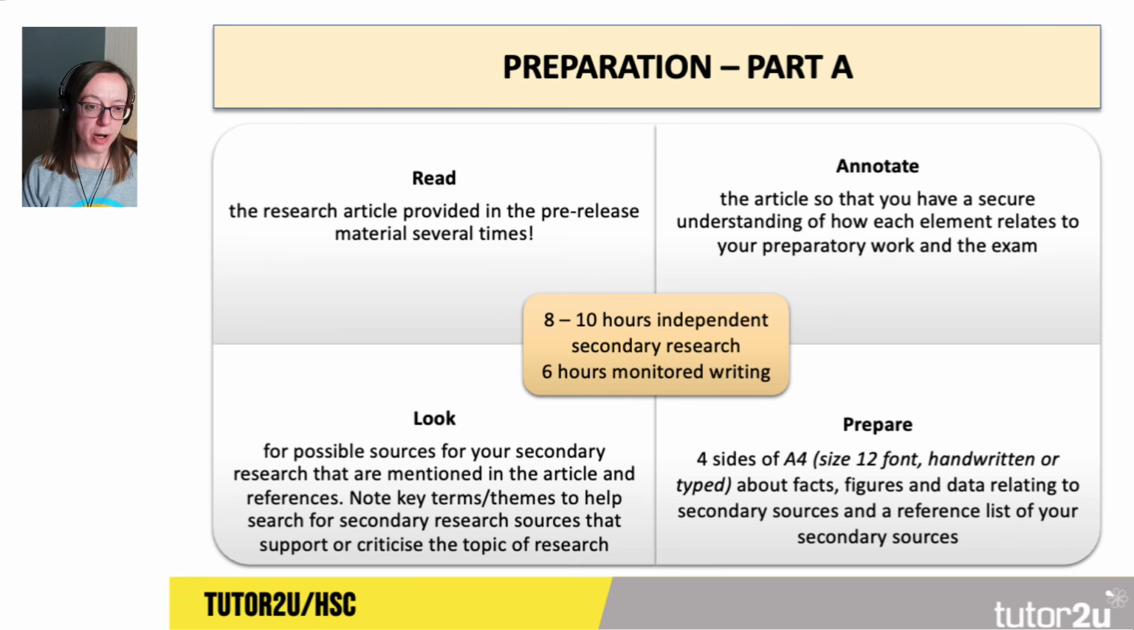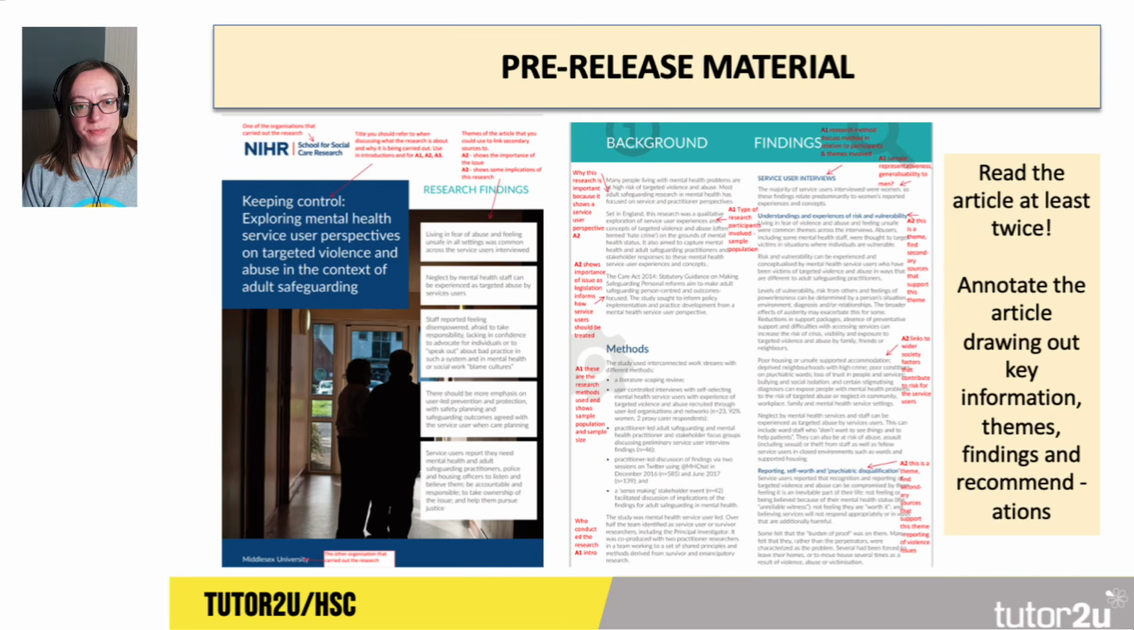And then the final part of Part A is to prepare. So that's your 6 hours of monitored writing that you would do in your centre. You can produce 4 sides of A4. I recommend that you type it rather than handwriting it. And you just literally make notes about facts, figures, data related to your secondary resources. That's all that's allowed in that. And you can also produce a separate reference list. So 4 sides of A4 plus a 5th side of A4, which is your reference list.